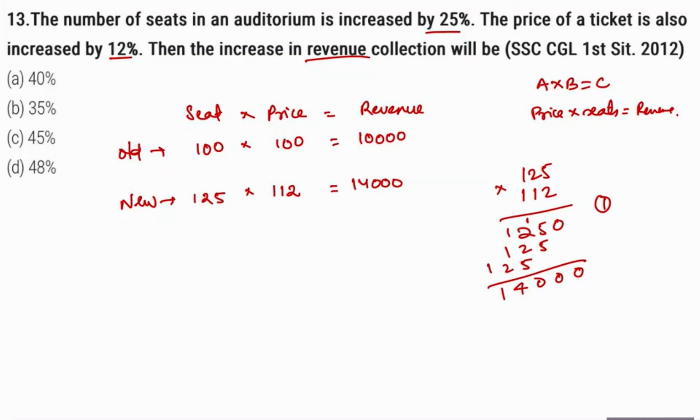Increase in revenue will be the increase in percentage, that is 4,000 increase. The percentage increase is 4,000 divided by the original, into 100%, so the zeros cancel, and 4 into 10 gives 40%.